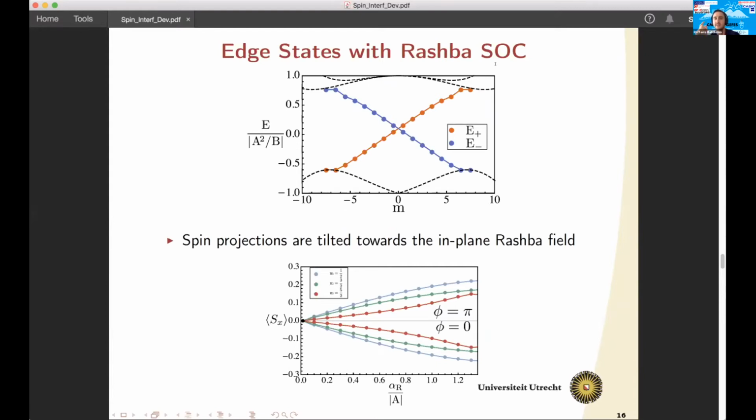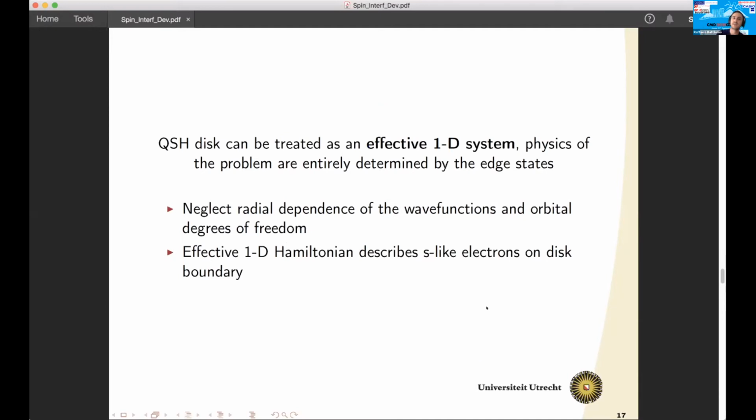Hence, it's signaling that the Rashba field is starting to tilt the spins of these edge states toward the plane. And moreover, at the two opposite sides of the disk, so if phi equals 0 and phi equals pi, the two projections have opposite value. So now what we can do is, as was done with the semiconductor rings, effectively study a 1D effective Hamiltonian, since the edge states are localized on the edges, and the physics, when the energy is in the bulk gap, is entirely determined by the edge states.